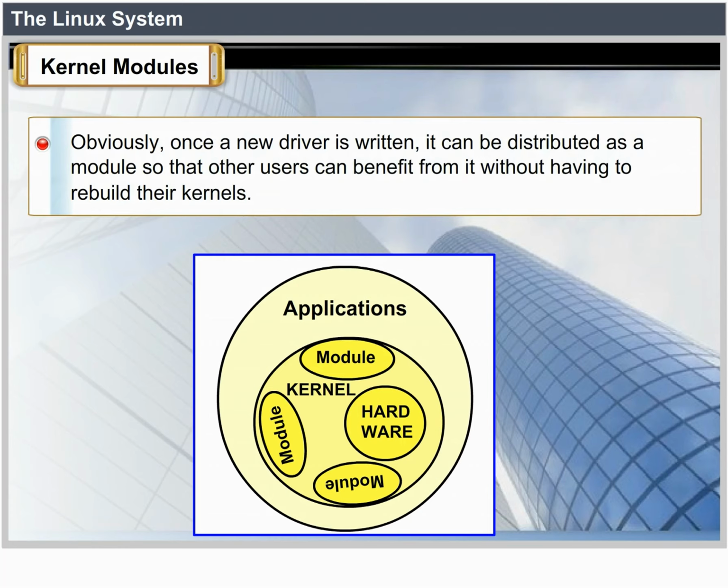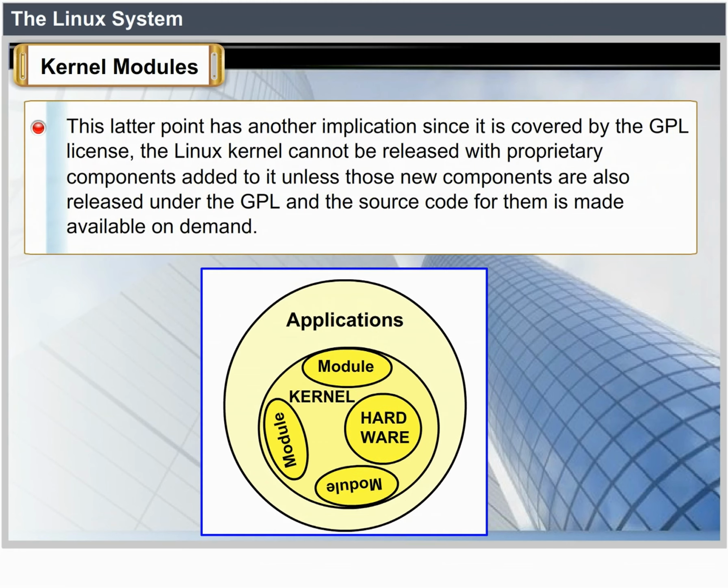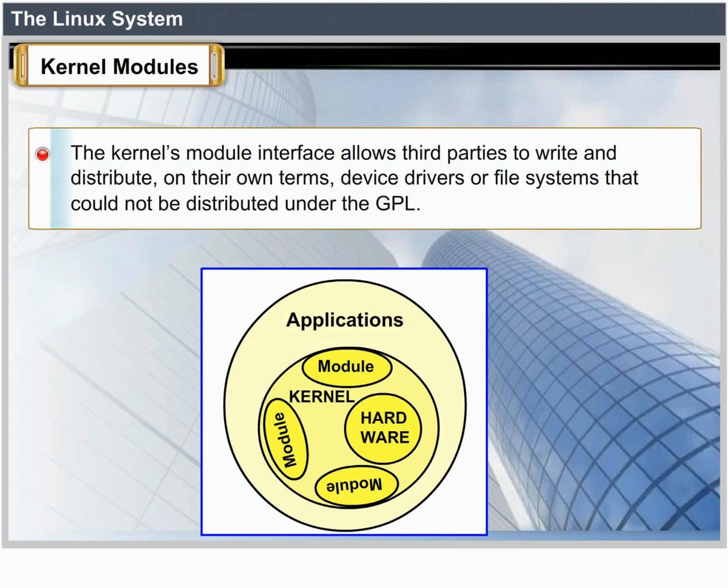Of course, once a new driver is written, it can be distributed as a module so that other users can benefit from it without having to rebuild their kernels. This latter point has another implication because it is covered by the GPL license. The Linux kernel cannot be released with proprietary components added to it unless those new components are also released under the GPL and the source code for them is made available on demand. The kernel's module interface allows third parties to write and distribute, on their own terms, device drivers or file systems that could not be distributed under the GPL.